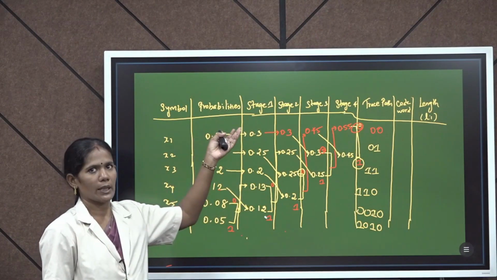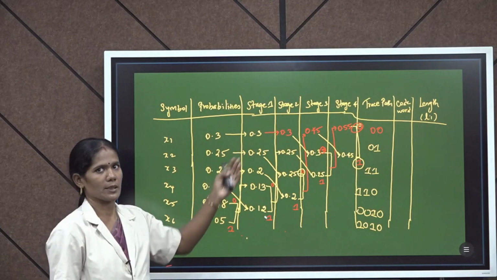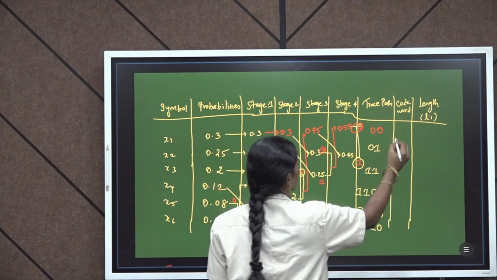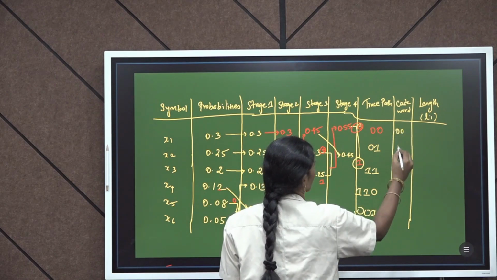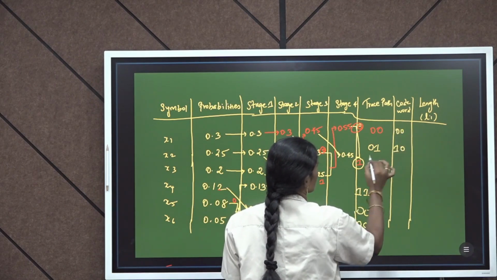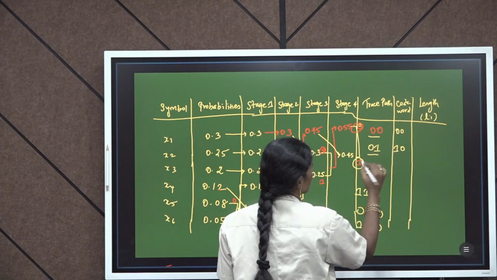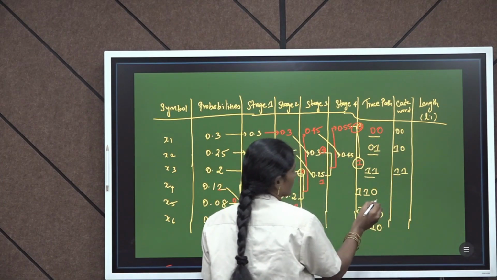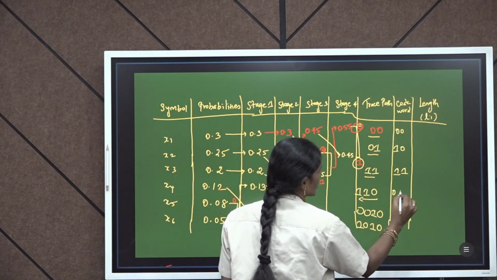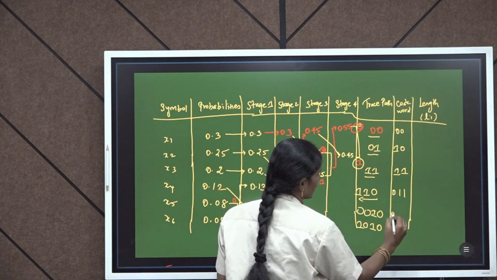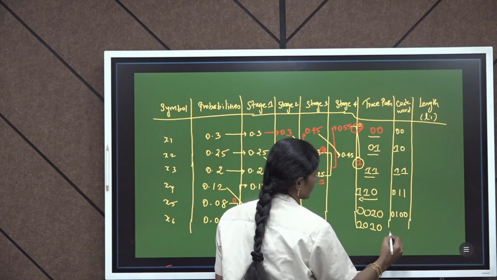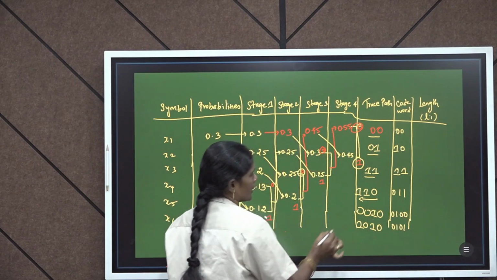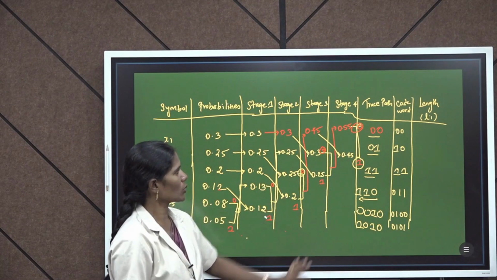The code word can be calculated by reversing the trace path. Simple. So the code word for 0.3 is 0 0. Next, 1 0, we can reverse this trace path. So it is 1 1. Next 0 1 1, 0 1 0 0, 0 1 0 1. We can reverse the trace path, we can obtain the code word.